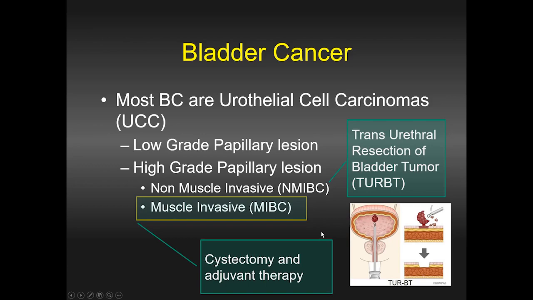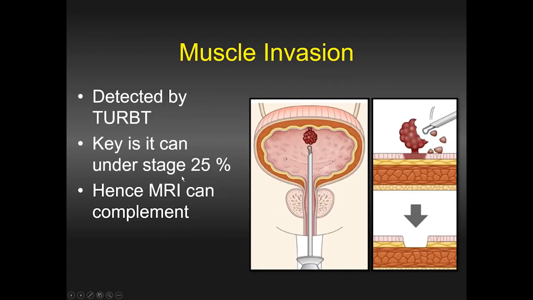The two key points here are they need to have done a proper TURBT for getting adequate sampling so that they can make the correct diagnosis of muscle invasion versus not. The problem is that depending on how experienced the person performing the cystoscopy is and how well the TURBT is performed, it can understage the tumors in about 25% of cases.